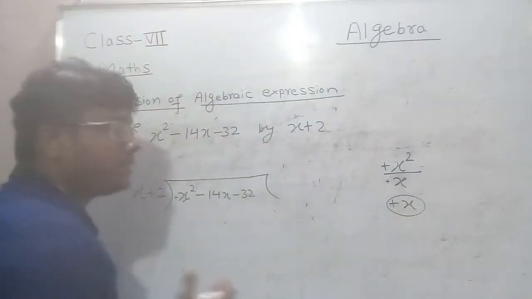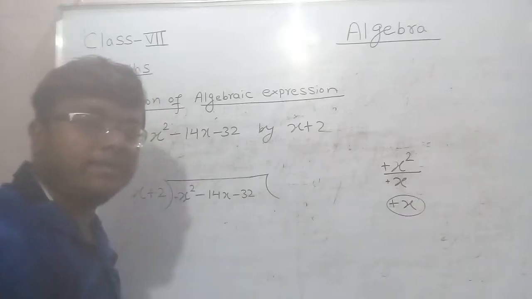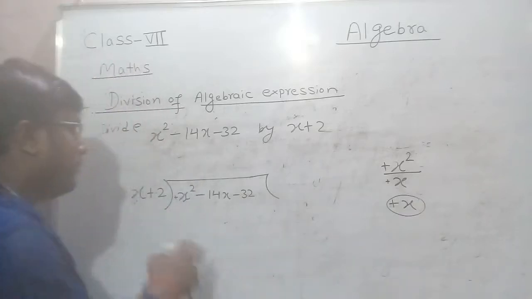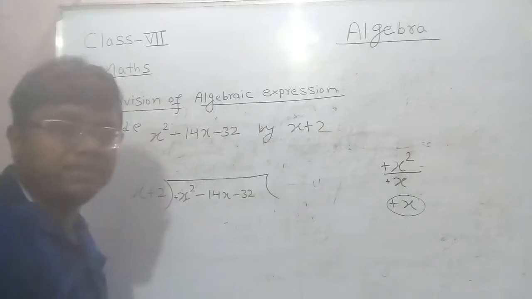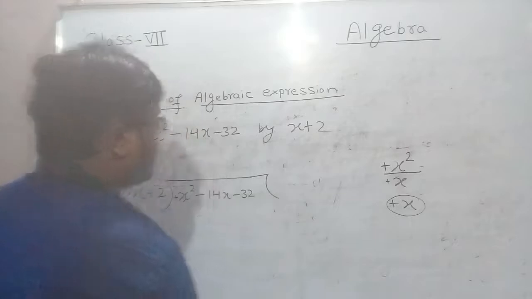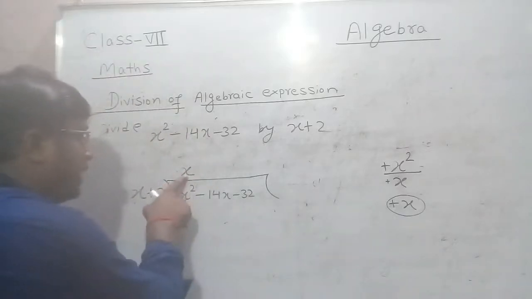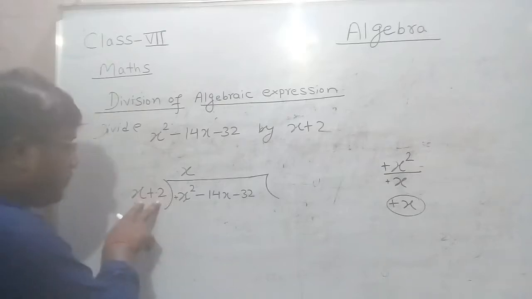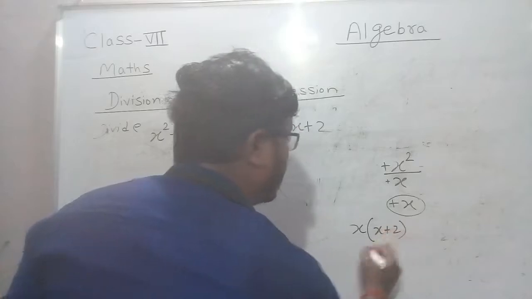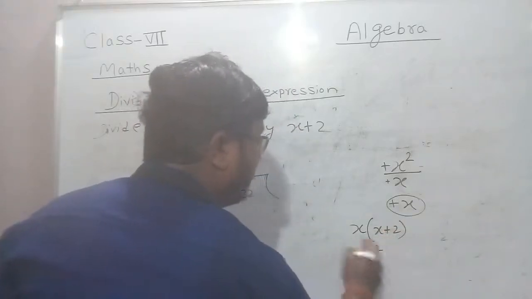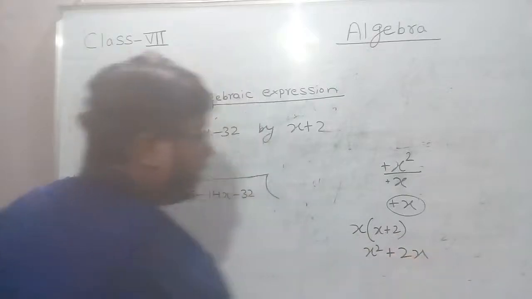Okay, we are just trying to get the hint, by what variable or algebraic expression we multiply the divisor to get the first term. So that is your x. So write here x. Now what we do, we will multiply this x with both terms, that is here x into x plus 2. What will we get here? X into x, that is x square, plus, x into 2 is 2x.